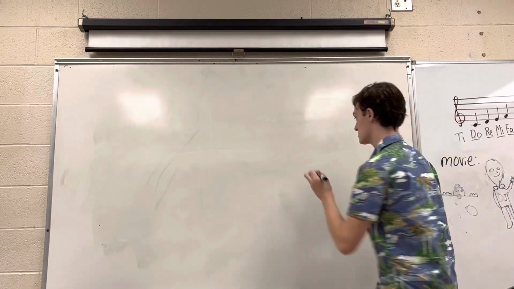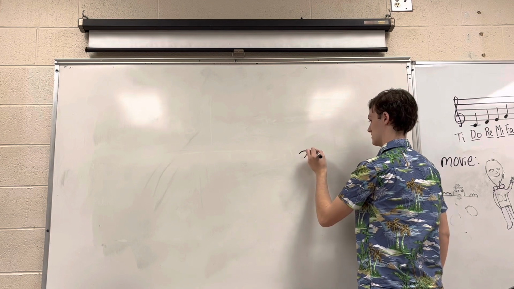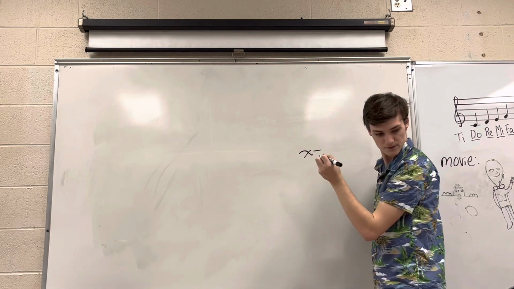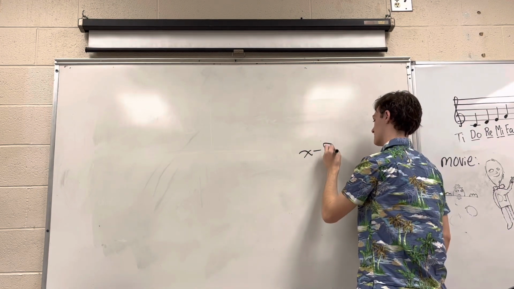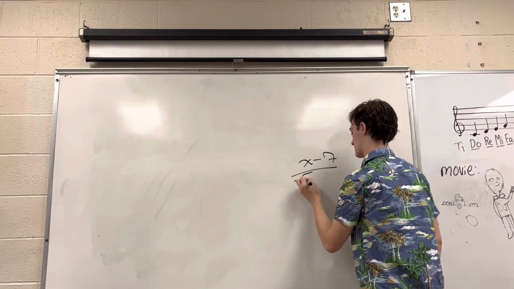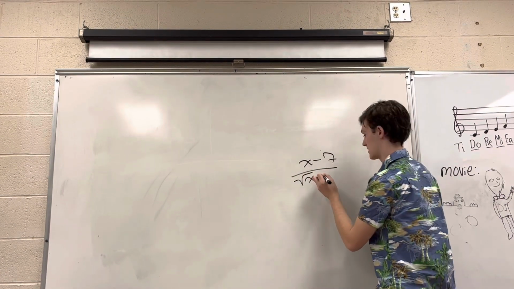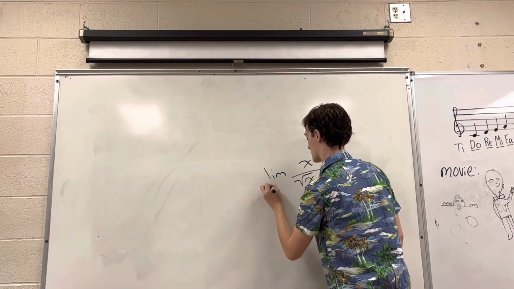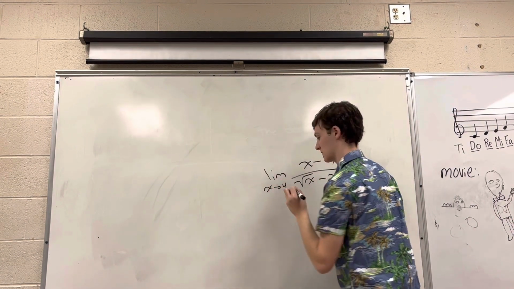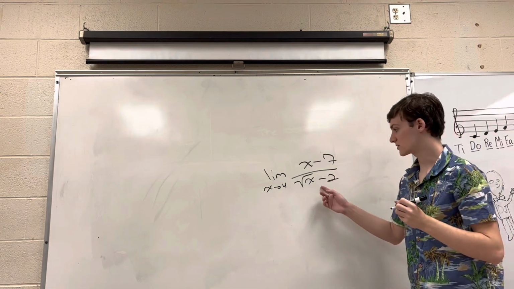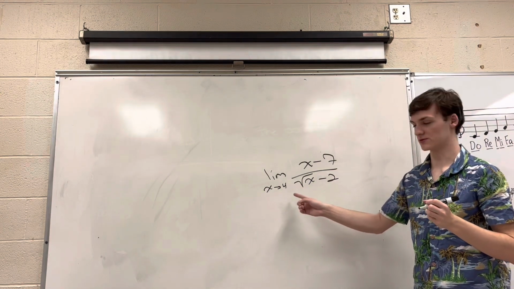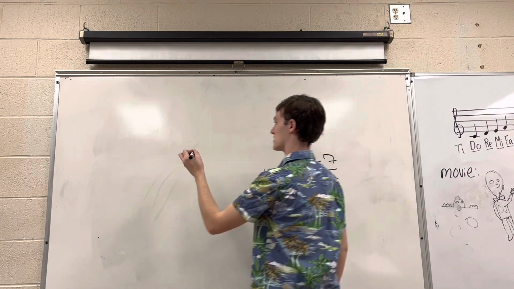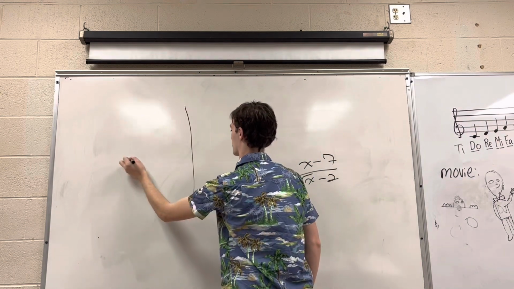So let's find the function. We have x minus 7 over the square root of x minus 2. We're going to take the limit as x approaches 4 of this function. So we're going to be trying to find what the function value should be at x equals 4 for this function. So let's take a look at what this function looks like on a graph.